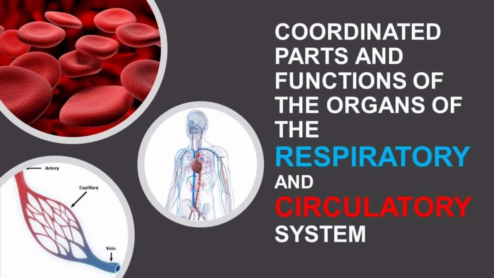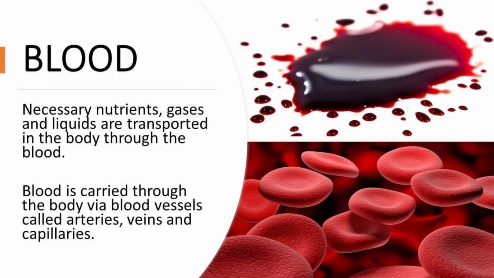Let's start by studying the coordinated parts and functions of the organs of the respiratory and circulatory system that will aid in the transport of nutrients, gases, and other molecules to and from the different parts of the body. In humans and other animals, the necessary nutrients, gases, and liquids are transported in the body through the blood. Blood is carried through the body via blood vessels. There are 3 blood vessels in the human body. These are the vein, the artery, and the capillary.